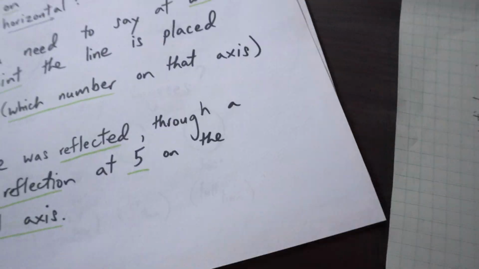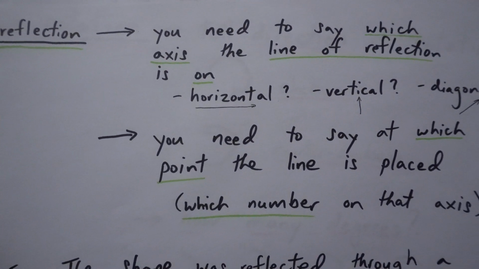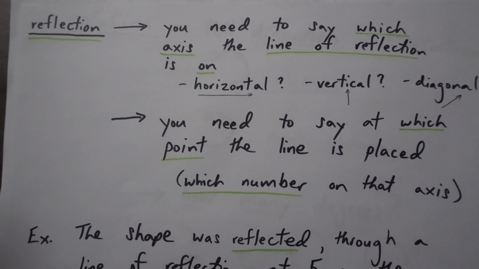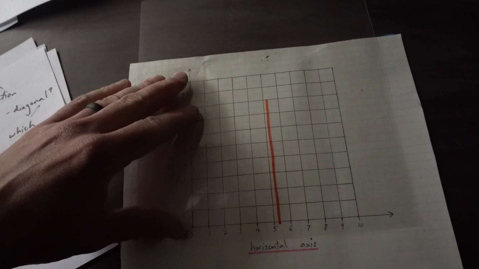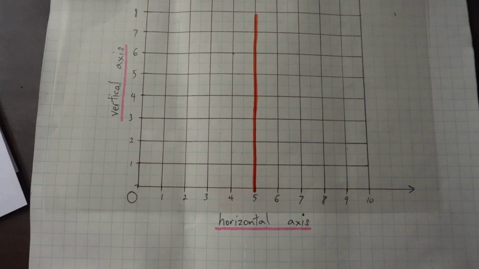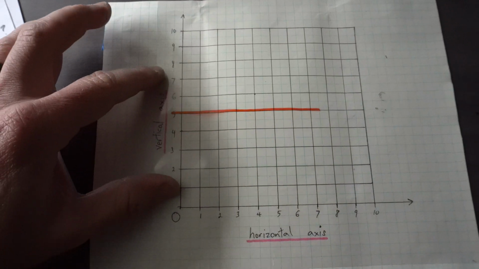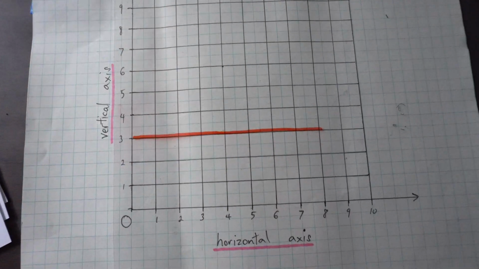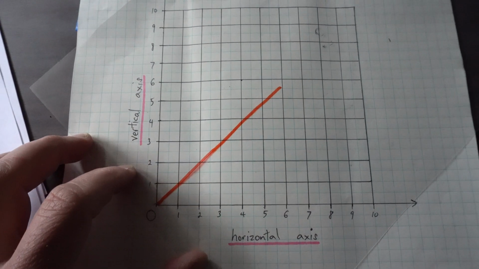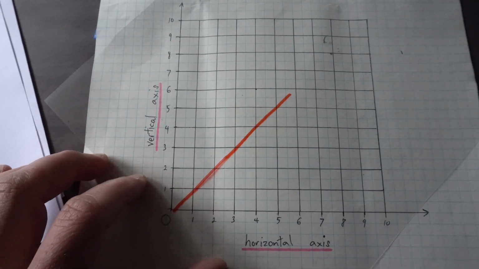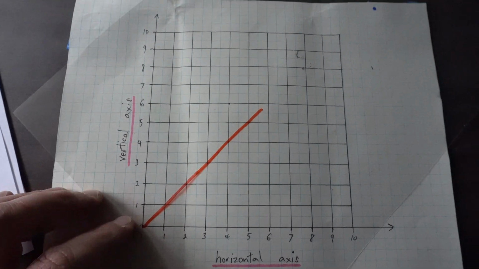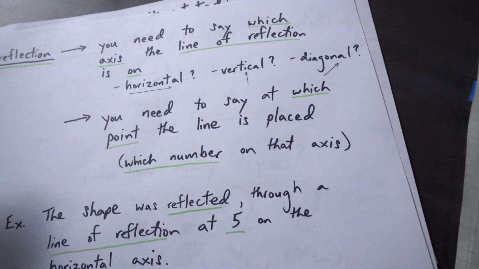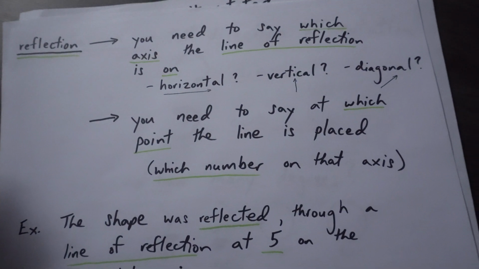Getting more difficult. Reflection. For reflection, you're going to need to say which axis the line of reflection is on. Is it on the horizontal axis? So it would look like this. That's a line of reflection on the horizontal axis. Okay. Is it on the vertical axis? So it could be anywhere. And yes, sometimes, not too often, but you might see one of these, and it's when you have an inverse reflection, a diagonal reflection like this. But don't worry, those don't happen too often.